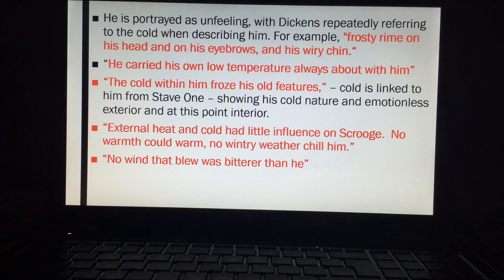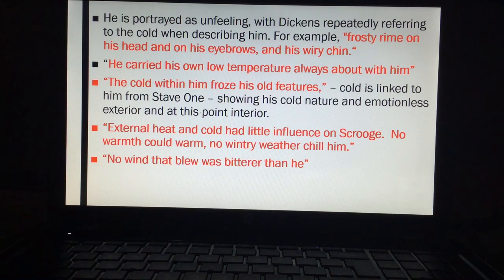Cold is linked to him from the very beginning of the novella in stave 1, and it shows his cold nature, the fact he's emotionless. Again, the fact that I'm talking about the exterior and the interior is going to link to one of our most important similes, which I'm coming up to, which is the oyster.